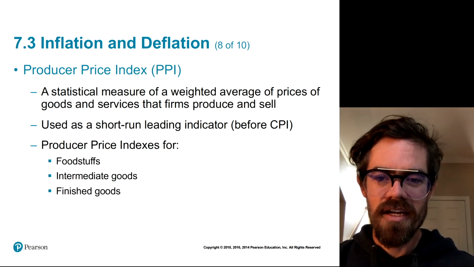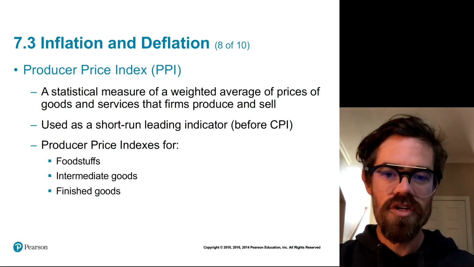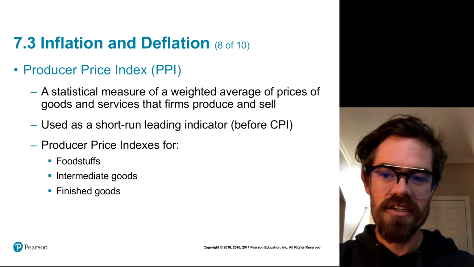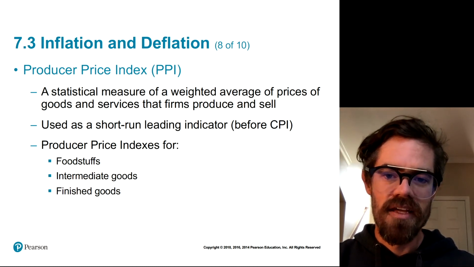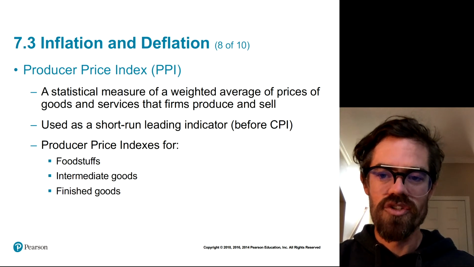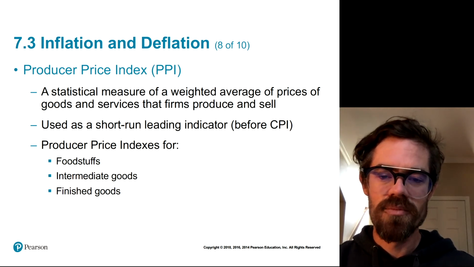In addition to that, there are even more specific PPIs. There's a PPI for foodstuffs. There's a PPI for intermediate goods, so not goods that you and I buy as consumers, but that businesses buy. And then there's a PPI for finished goods, which are the goods that you and I would purchase as consumers.